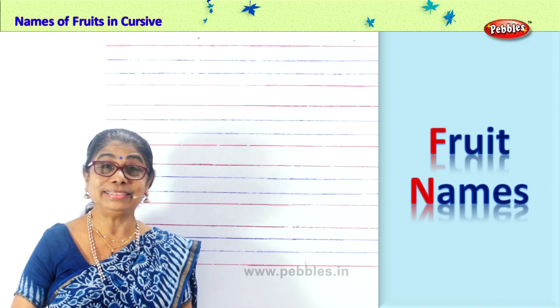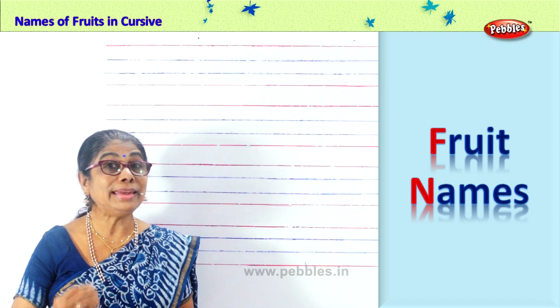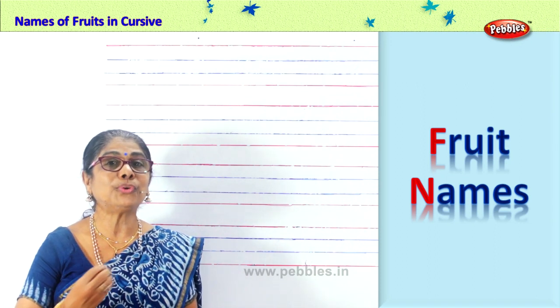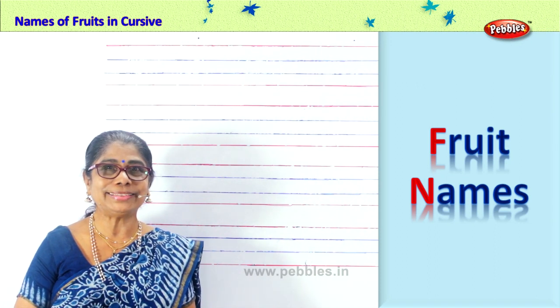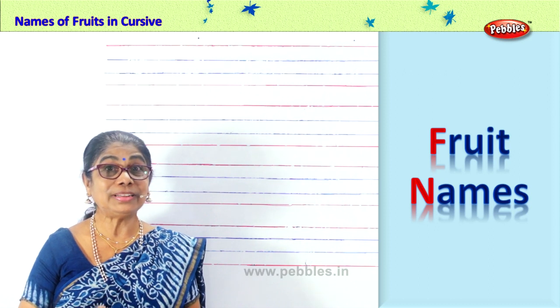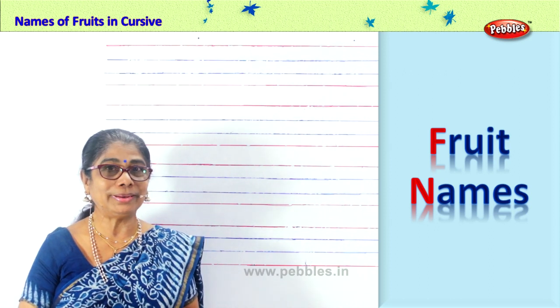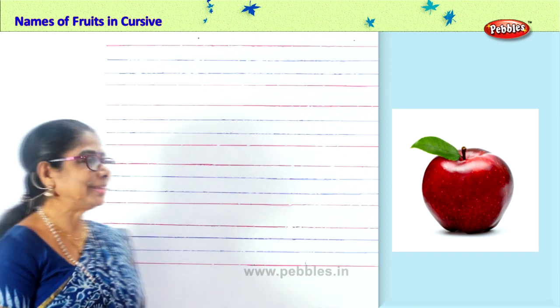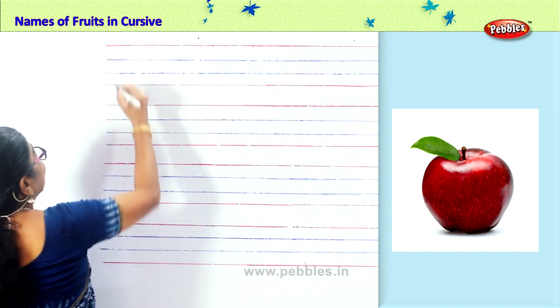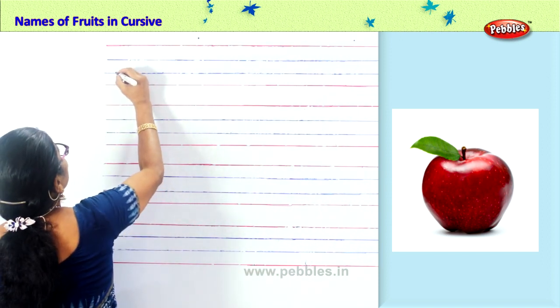Let us learn to write names of fruits, joining the letters. Yes, look. First, let's write apple. You like apple? Yes. Now, let's write apple, small a, okay?